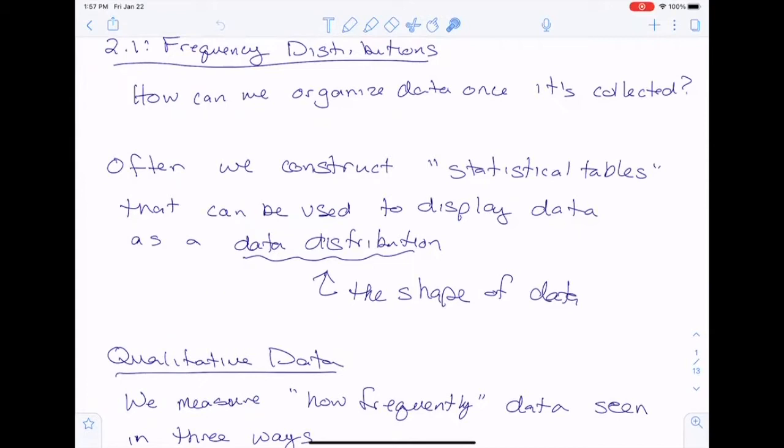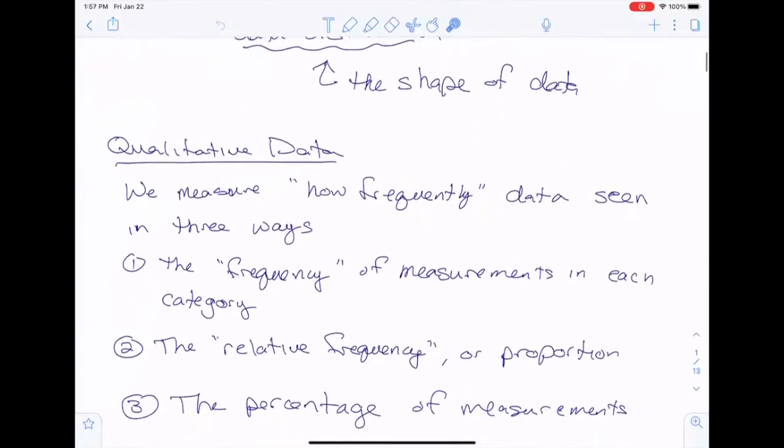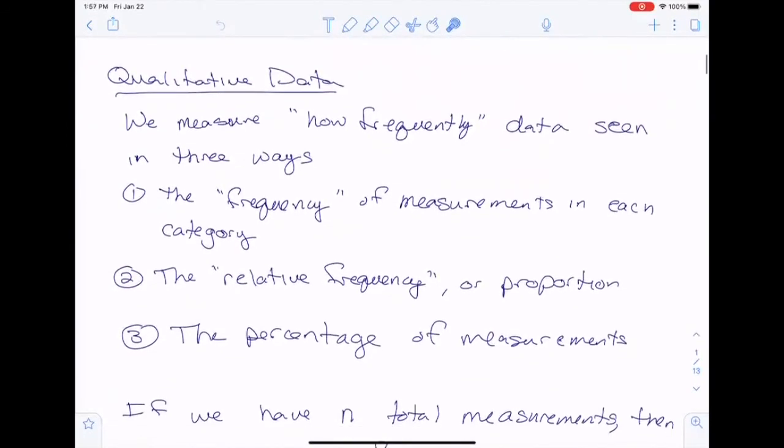So we'll start with qualitative data, right? Again, qualitative data is just the categories like hair color, eye color, jersey number, city you were born. The problem is there's really no measurability with those categories. The only thing we can do, in kind of the namesake of the section, is talk about the frequency, right? How frequent is this data seen? And really we kind of organize this in three ways.